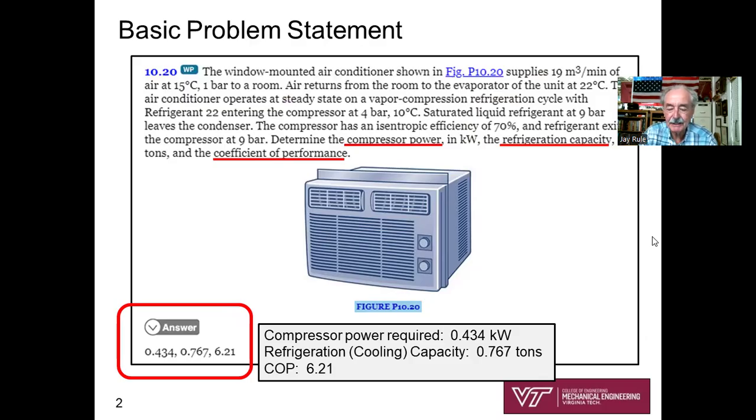It says saturated liquid refrigerant at 9 bar leaves the condenser. What's the condenser? The compressor has an isentropic efficiency of 70%. Okay, efficiency, we know that. And refrigerant exits the compressor at 9 bar. Again, exits compressor, what does that mean? There are 3 things to determine in this homework problem: the compressor power, the refrigeration capacity in tons, and the coefficient of performance.